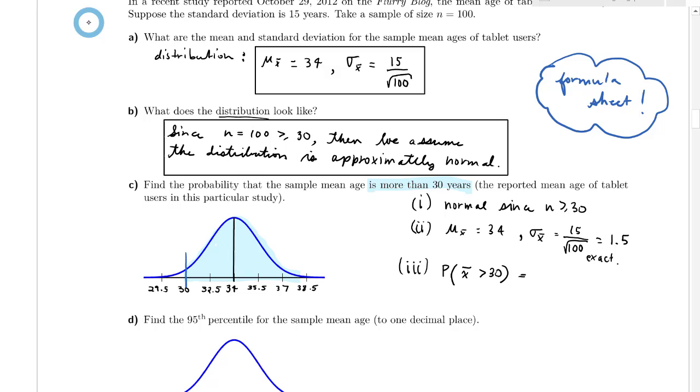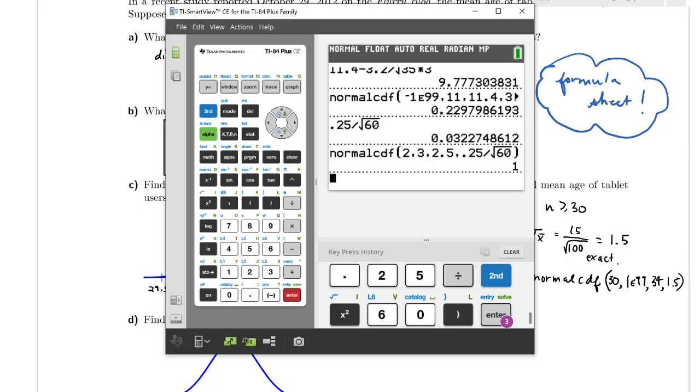Okay, and then we just put that in the calculator as a normal CDF. And our left endpoint is 30. Our right endpoint, notice it goes on forever, so that's positive 1E99, comma the mean, 34, comma 15 over the square root of 100, or you could put 1.5. Just be careful with that. Okay, so let's go ahead and go to the calculator.